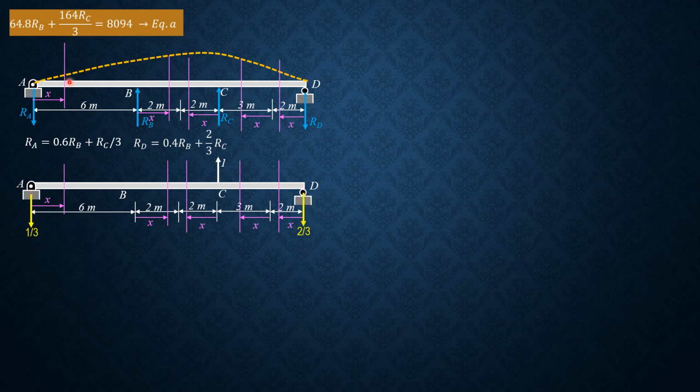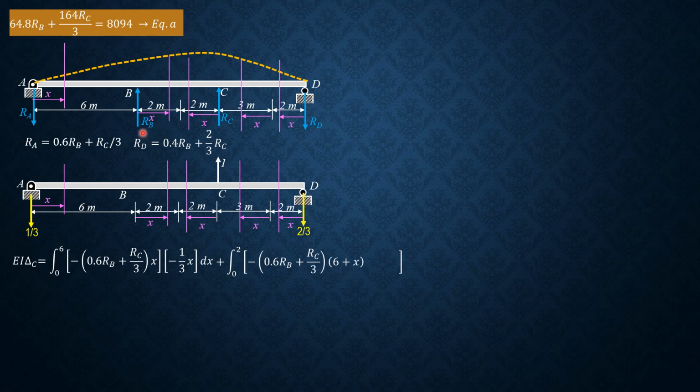So same sectioning in this section. So EI delta C equals integral 0 to 6 of negative of quantity 0.6 RB, which was RA, plus RC over 3 times x, then times negative 1/3 of x dx. And in this section, integral of quantity negative of 0.6 RB plus RC over 3 times 6 plus x plus RB times x, then times negative 1/3 of 6 plus x. Negative 1/3 of 6 plus x dx.